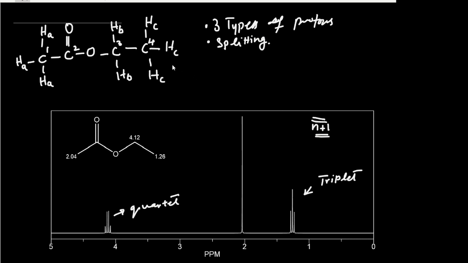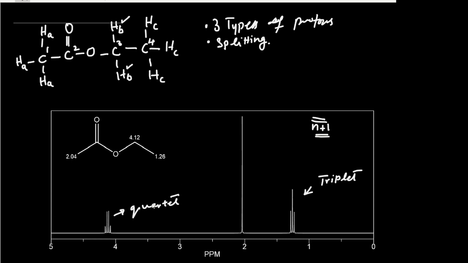For example, let's look at the signal of the Hc proton. So Hc proton will give only one signal. If I want to look at the splitting of this Hc proton signal, it will give us a triplet. Why would it give us a triplet? Because there are two protons in the neighborhood. So n is equal to 2, 2 plus 1, 3. So it will give us a triplet signal.